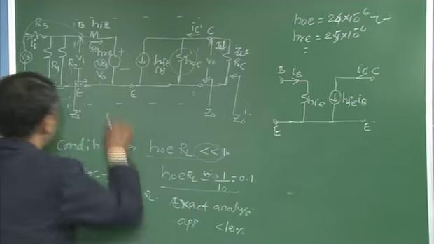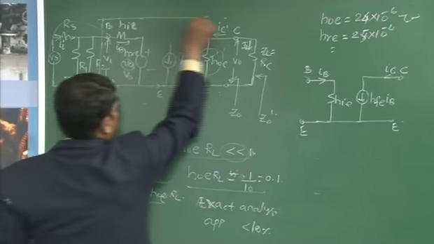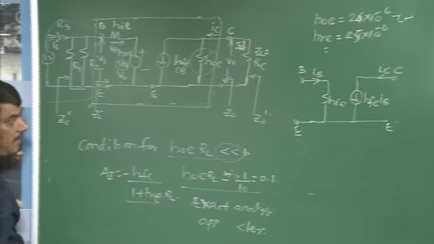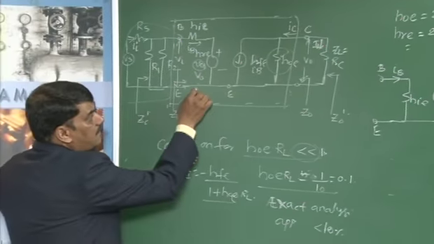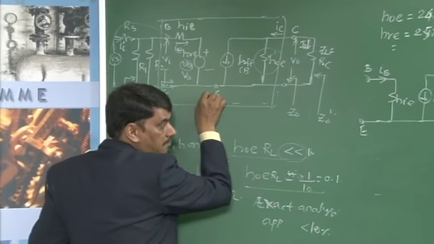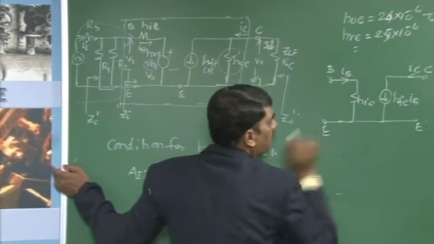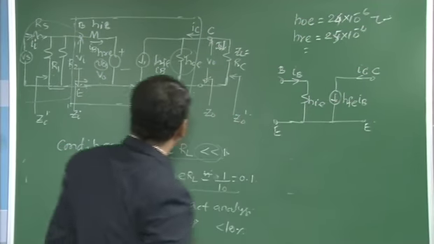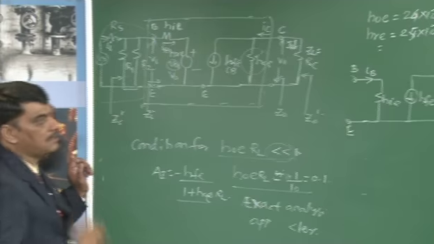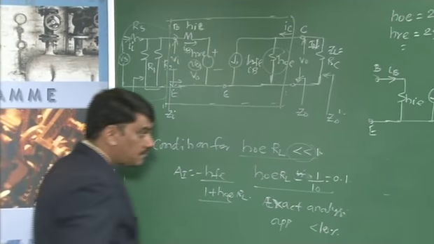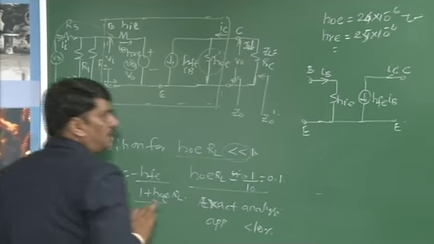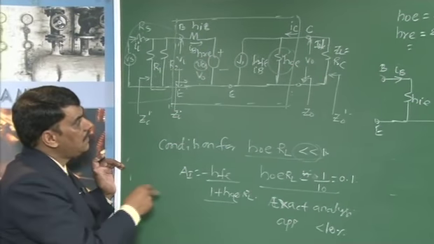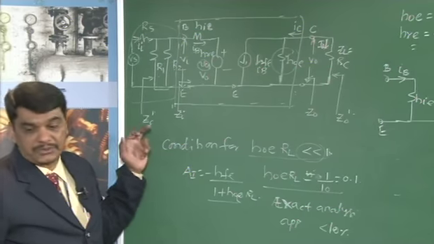In an approximate analysis, instead of using the full equivalent circuit, you simplify the hybrid model as shown in this figure. Then you replace the transistor with this equivalent circuit, and the error is less than 10%. That is one point. Using this, the complexity of doing the analysis is also reduced.